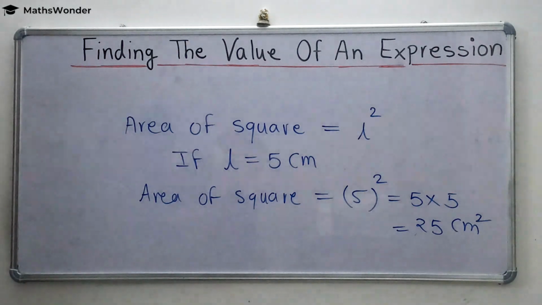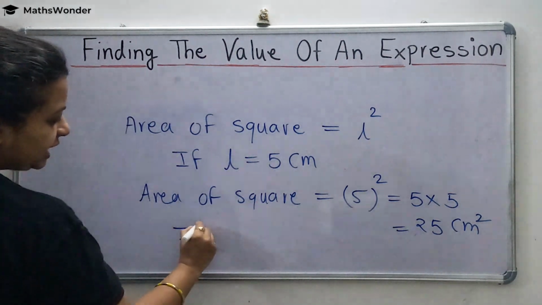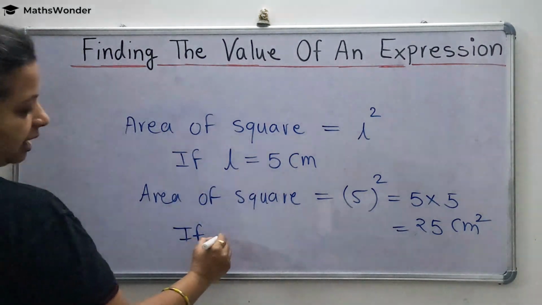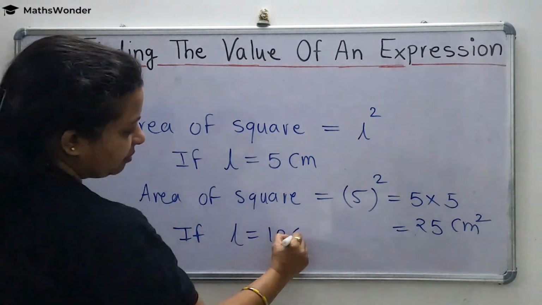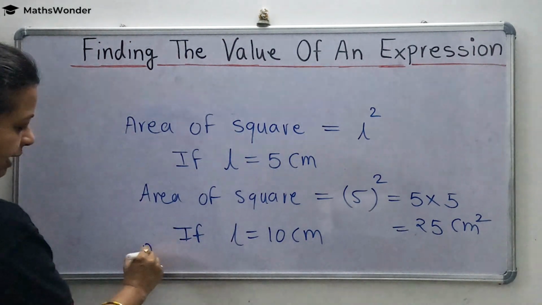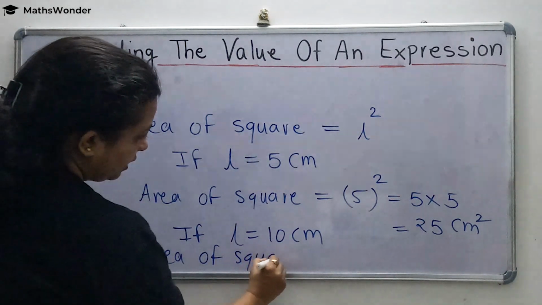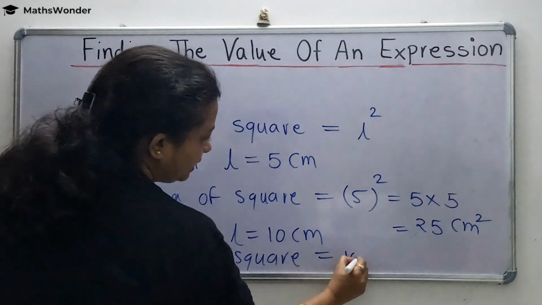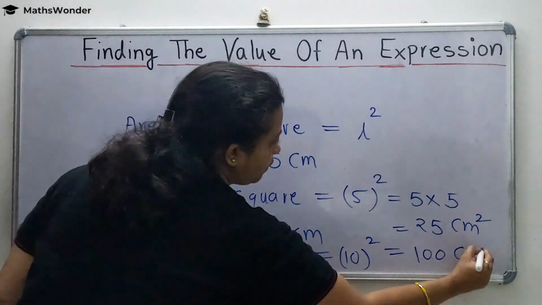25 centimeter square. Now suppose we take a different side. The side of the square is 10 centimeters. So what will be the area of the square? Area of the square is 10 square, which is 100 centimeter square.